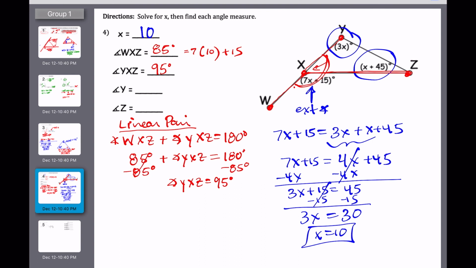Angle Y, when you plug 10 into here, you get 30 degrees. And angle Z, when you plug 10 into the expression, you get 55 degrees. Notice that these three angles add up to 180 because that's how many degrees are in a triangle.